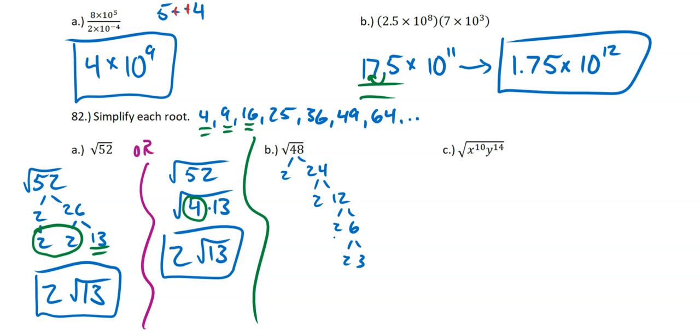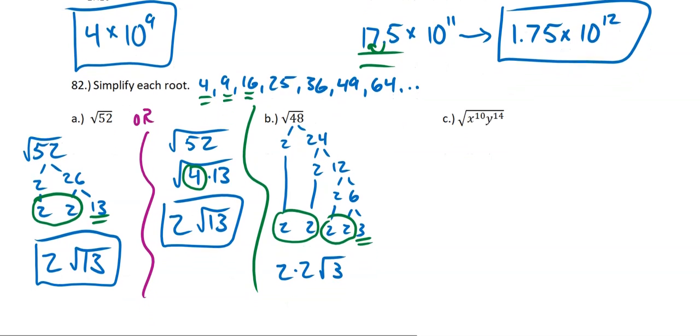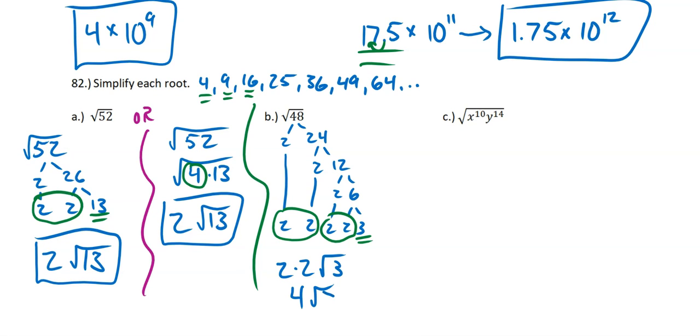And so again, clean this up a little bit, extend each of these branches so I can see everything written side by side. And now look for pairs. Here's a pair of 2's, so I put a 2 on the outside. Here's another pair of 2's, so I put another 2 on the outside, and it's all multiplication. And then this guy doesn't have a pair, so he stays on the inside. So it's going to be a 4 root 3.